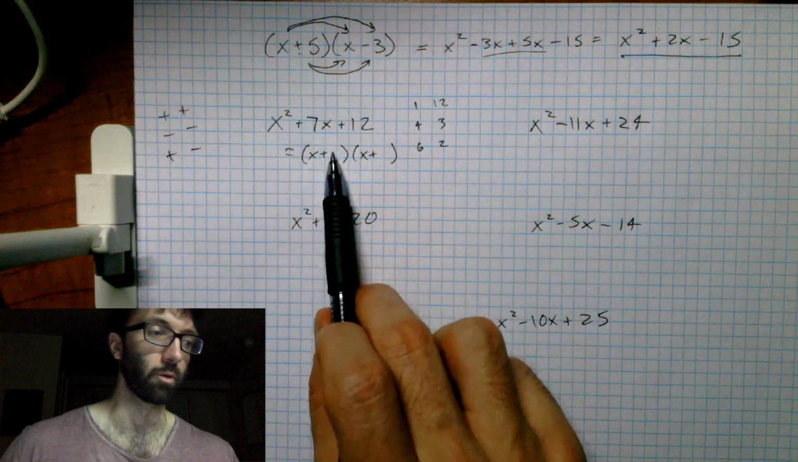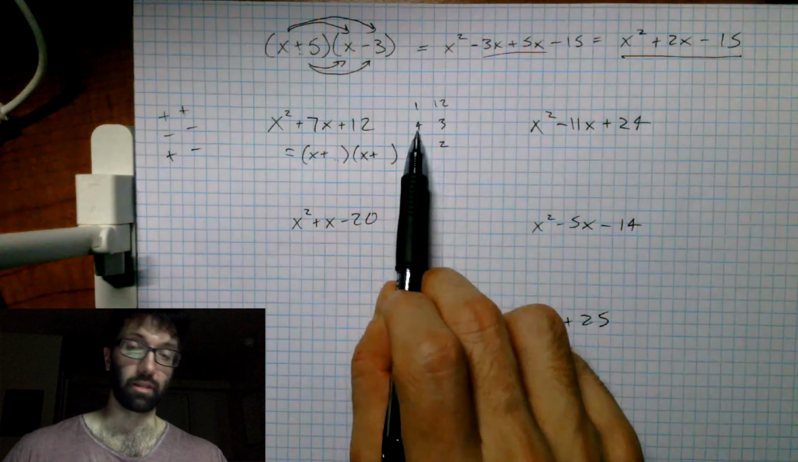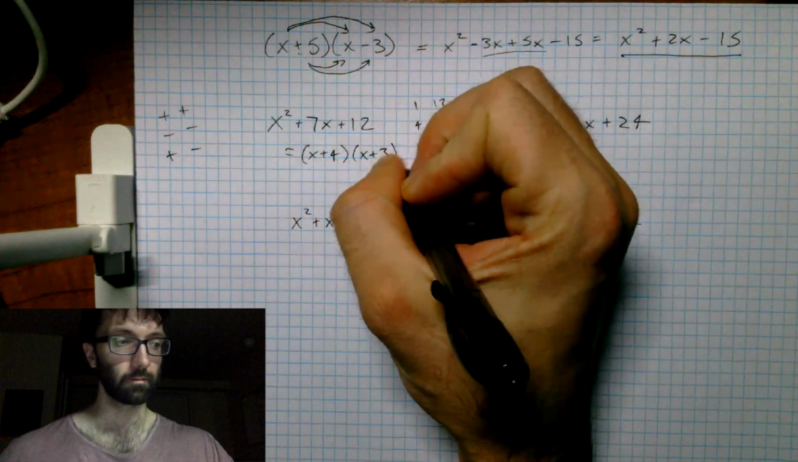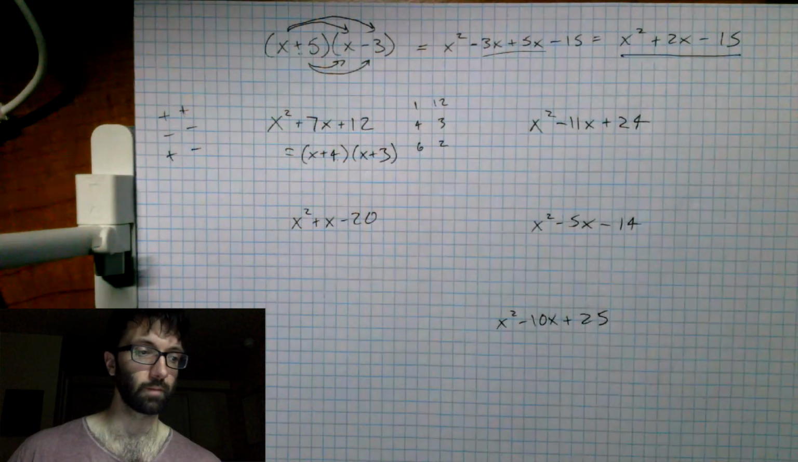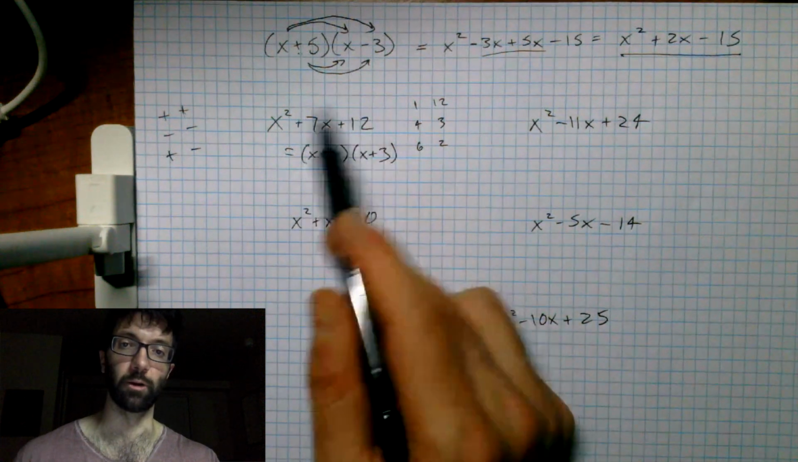So since I know they're both positive, 1 and 12 would be 13, 4 and 3 would be 7. So I know it has to be 4 and 3. And then that's the first one factored. This is the factored form of this trinomial.